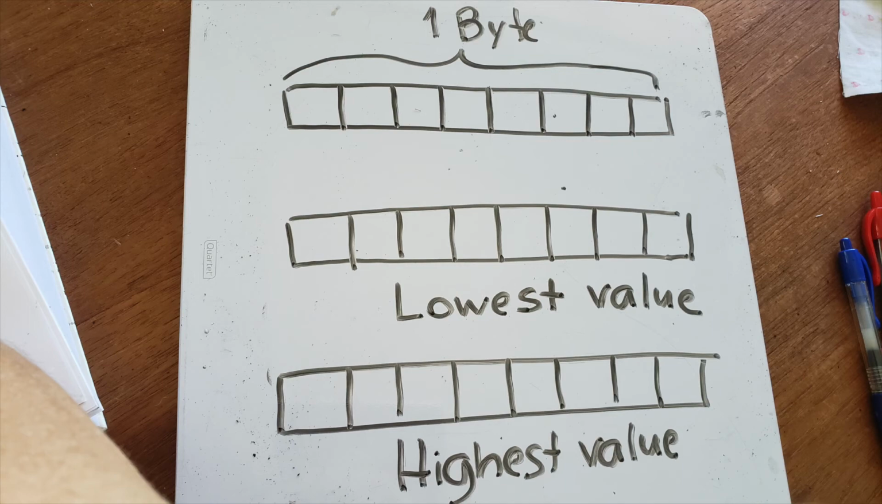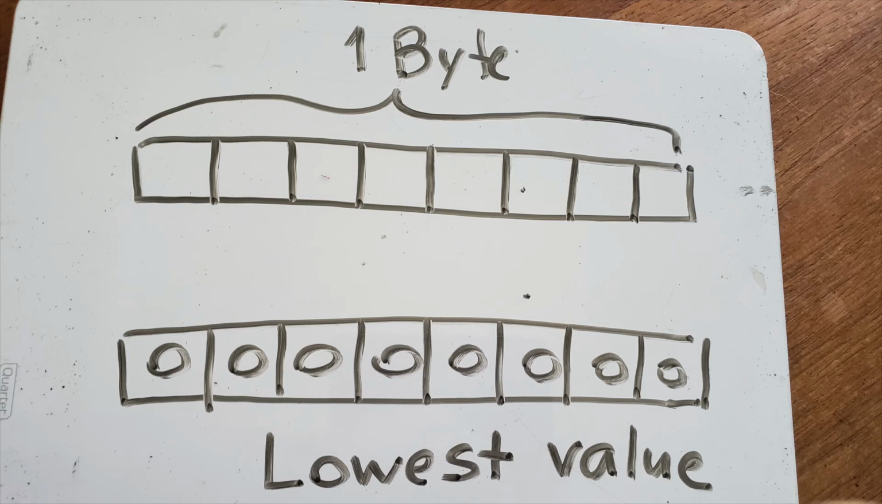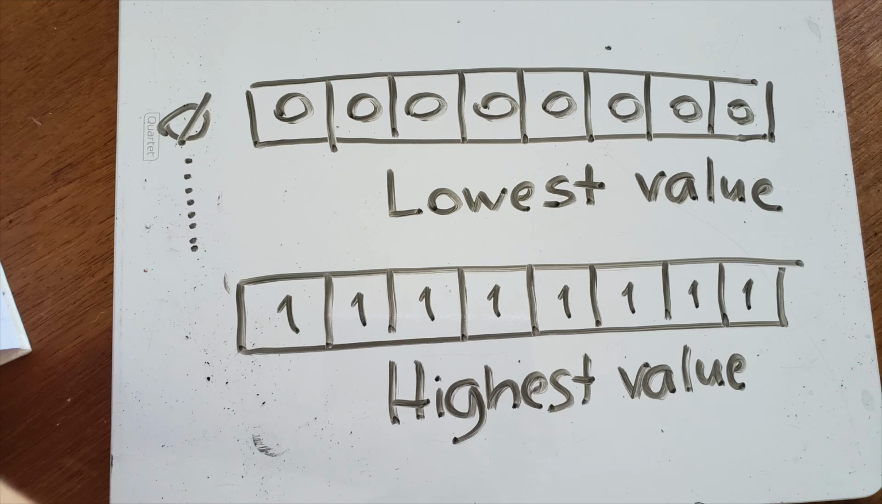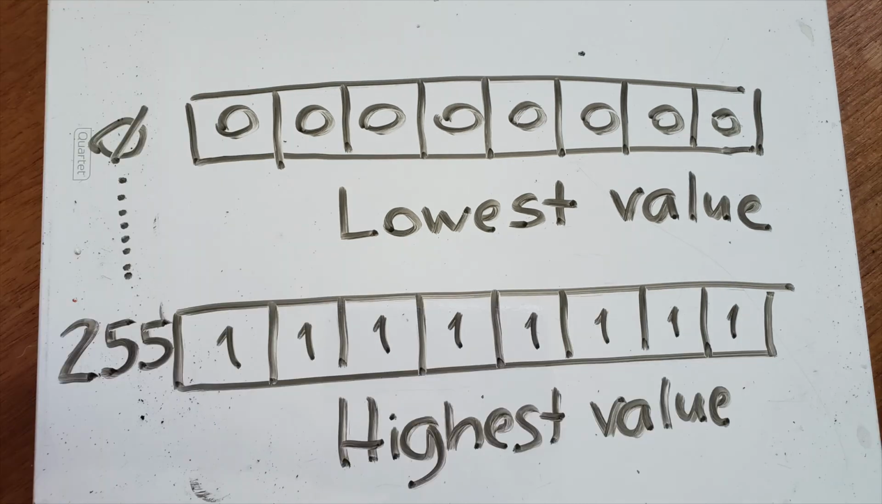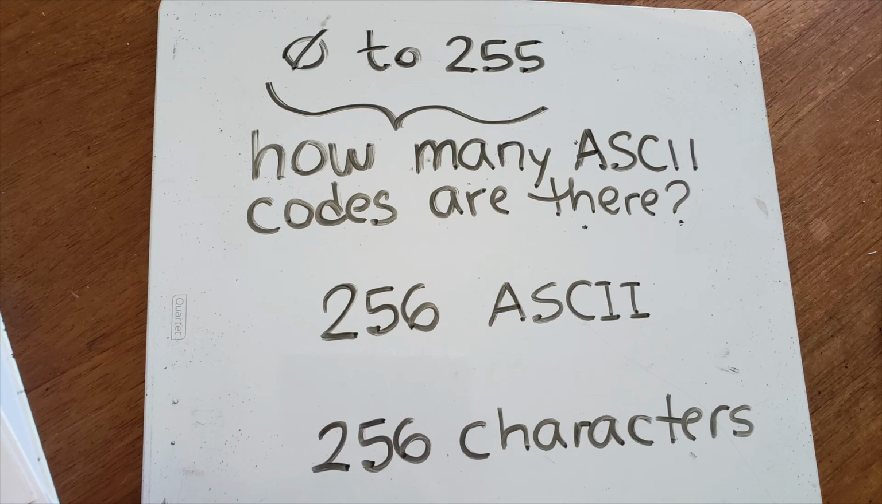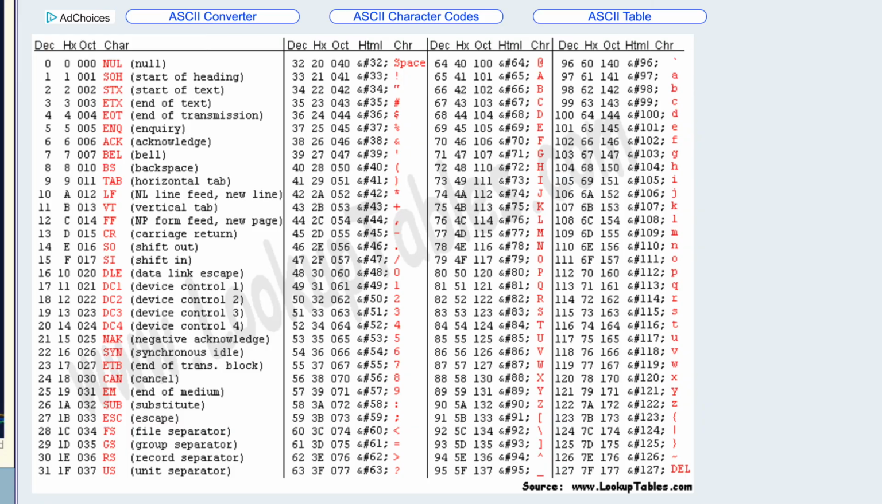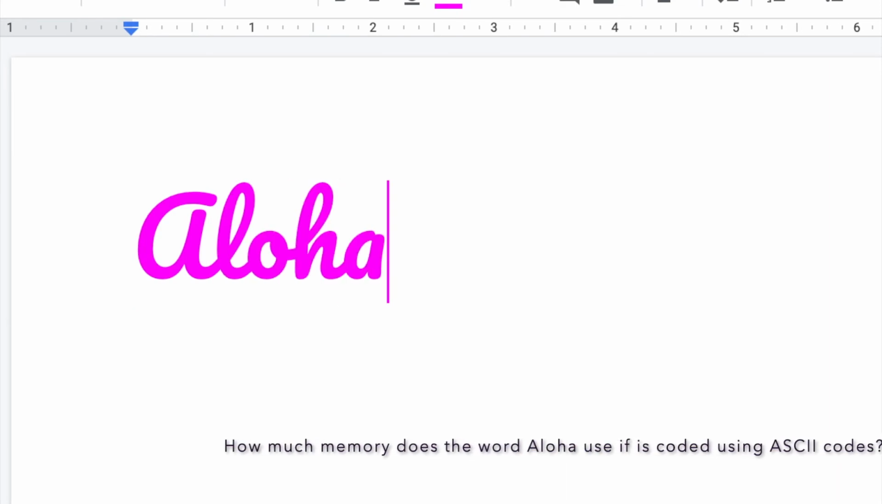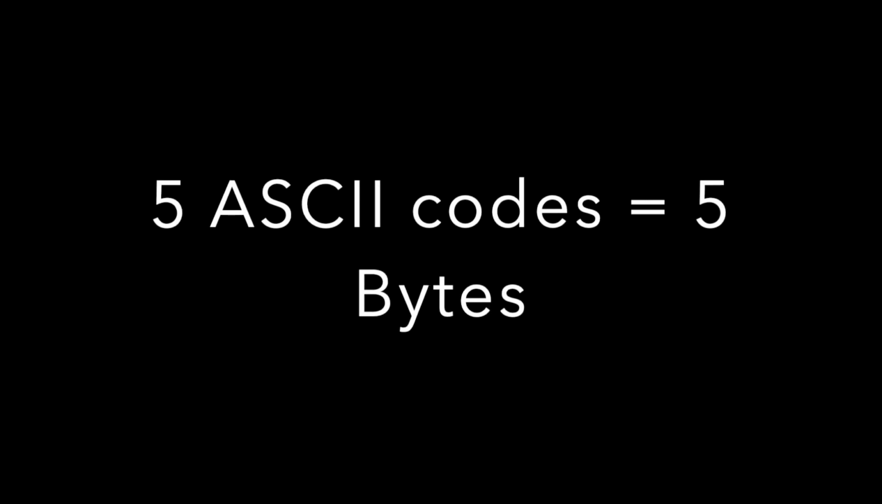Since the lowest value we can code in 1 byte is 0, and the highest we can code is, which one was the highest number we can code? Do you remember? When we turn everything on, that's the highest value. What was the numeric value of all on? All ones. That was 255. So the ASCII table, including the extended characters, goes from 0 to 255. That represents a total of 256 characters. Each code a different character. So this is the standard ASCII code table, and this is the extended ASCII code table. If we spell out aloha using the ASCII table, each character uses 1 byte, so 5 characters, 5 bytes.